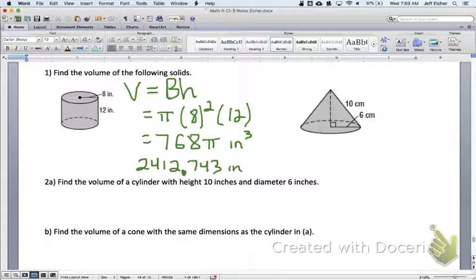That many cubic inches. But again, I'm okay if the answer is left like that. With units, please. The next one, we have a cone.